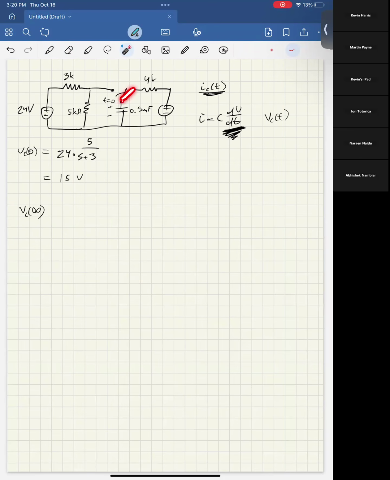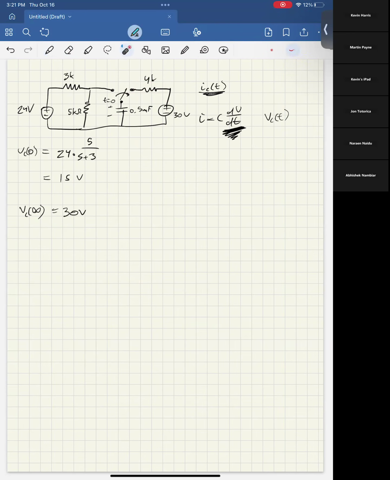And here, since this is an open circuit at time goes to infinity, this is the only path for current to flow. So this resistor will have no voltage drop. So this will very simply just be the voltage that I also forgot to put here, which is just 30 volts.